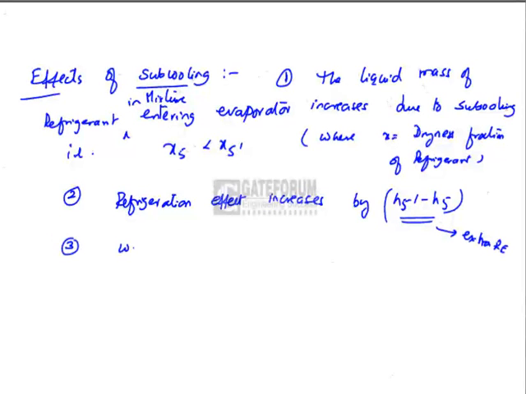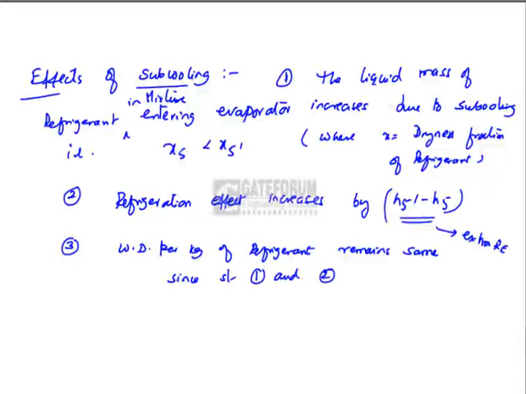Number 3, work done per kg of refrigerant remains the same, since states 1 and 2 are not changed, because work done is H2 minus H1, so work done per kg of refrigerant would not change.